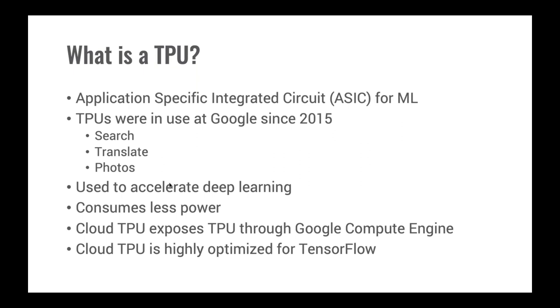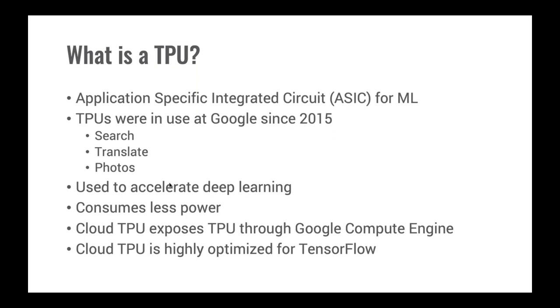So what is a TPU? As I mentioned, it's an ASIC, application-specific integrated circuit, designed for neural networks written specifically in TensorFlow. And TPUs have been in use at Google since 2015. The majority of the products that we use, like Search, Translate, and Photos, take advantage of TPUs for training and inferencing. They are used to accelerate deep learning.